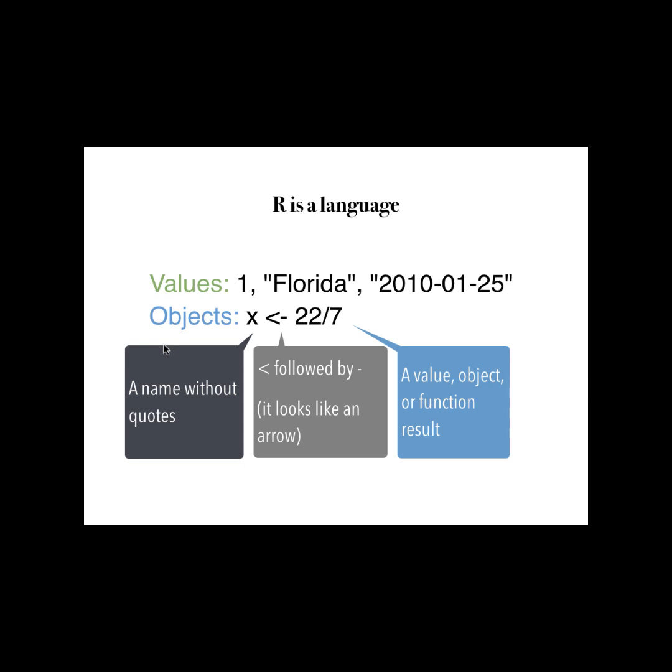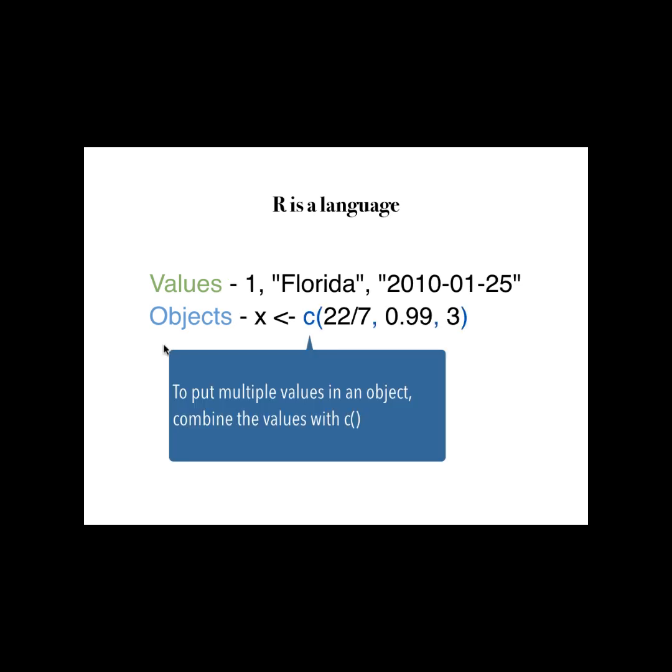But understanding the basic structure of how R is set up will be important. So you've got a value, you can assign that value to an object, you can store that object. Now, you can also have an object that has multiple values inside of it. And so the way that you do this is with C.